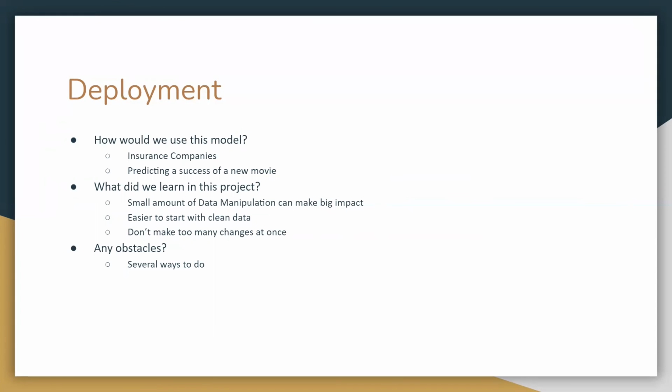In learning this project, we learned that a small amount of data manipulation can make a big impact. One thing that helped us is it's easier to clean data, so that way you're not organizing the data throughout the project and it's clean from the beginning. Making too many changes at once can get confusing and can slow down the project. We did run into some obstacles. There were several ways to do this project, so we learned that through doing the testing and evaluation, we were able to manipulate the data and see which yielded the highest results.